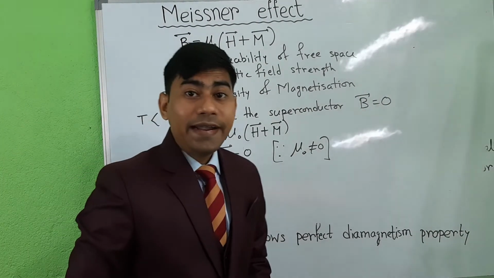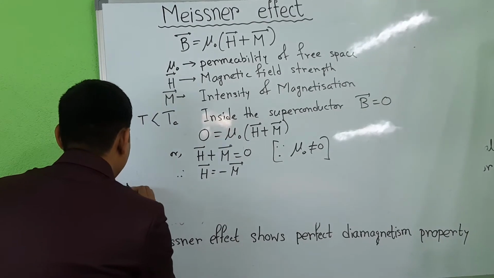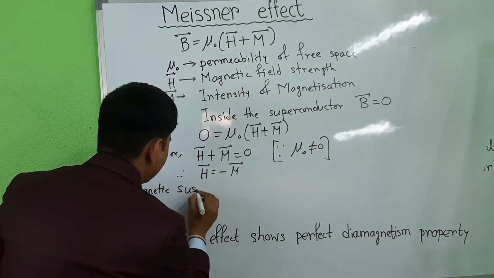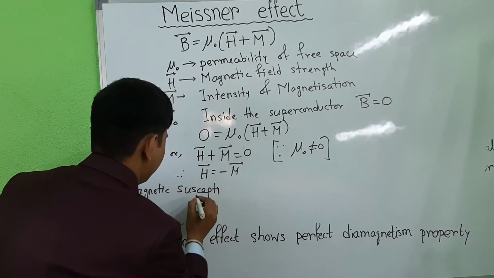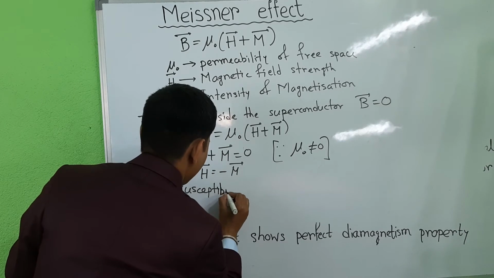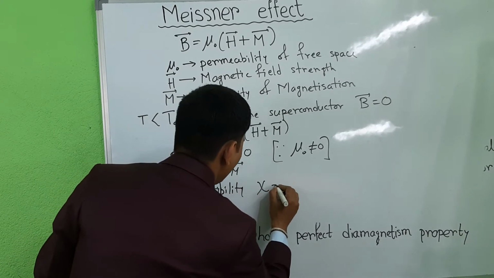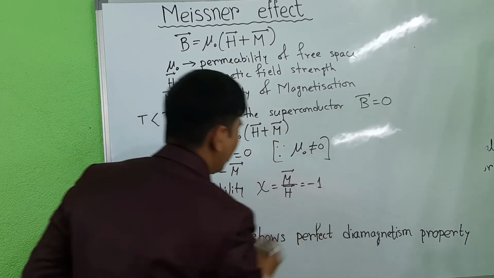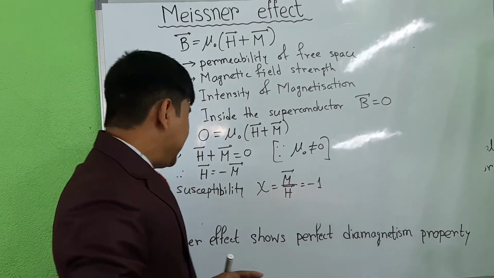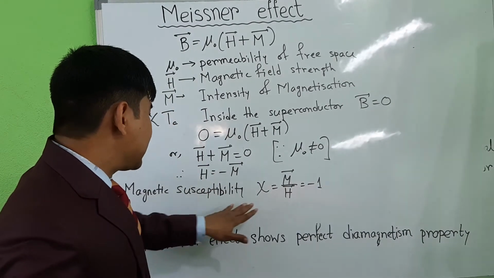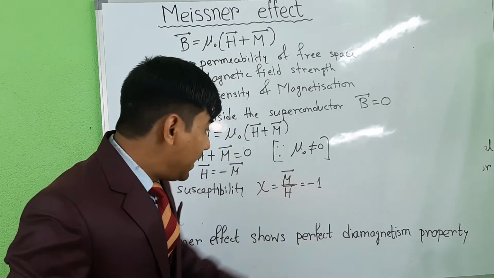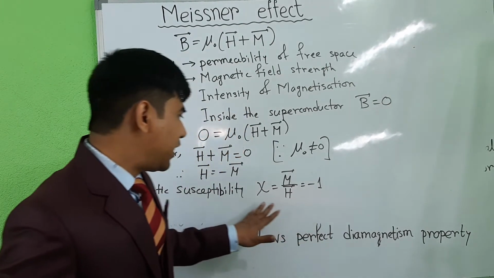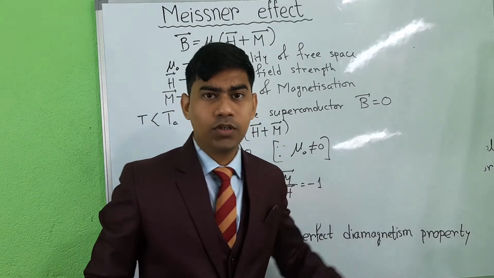So the magnetic susceptibility chi is equal to M by H, and this is equal to minus 1. So we get magnetic susceptibility chi equal to minus 1, and it corresponds to perfect diamagnetism.